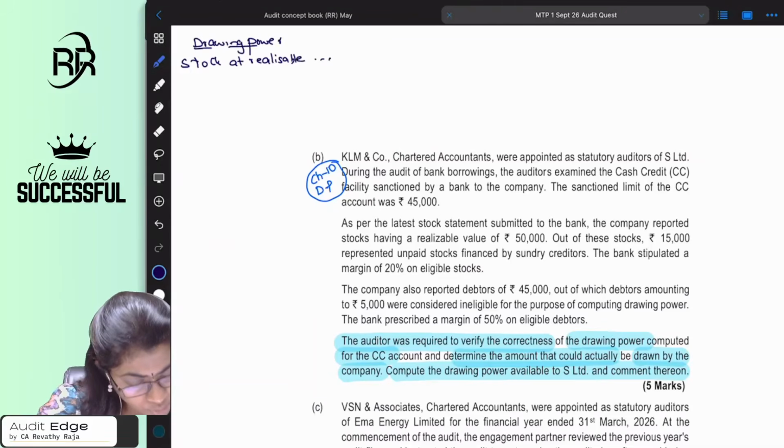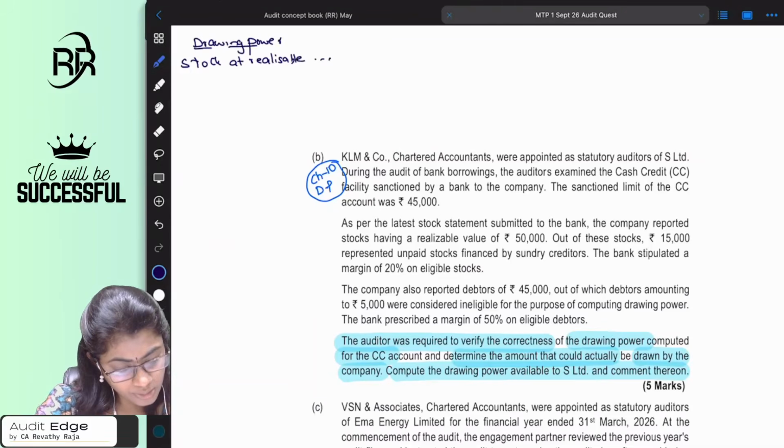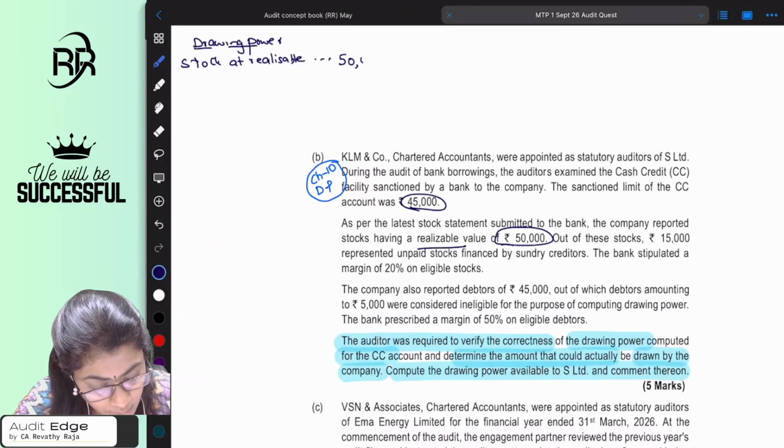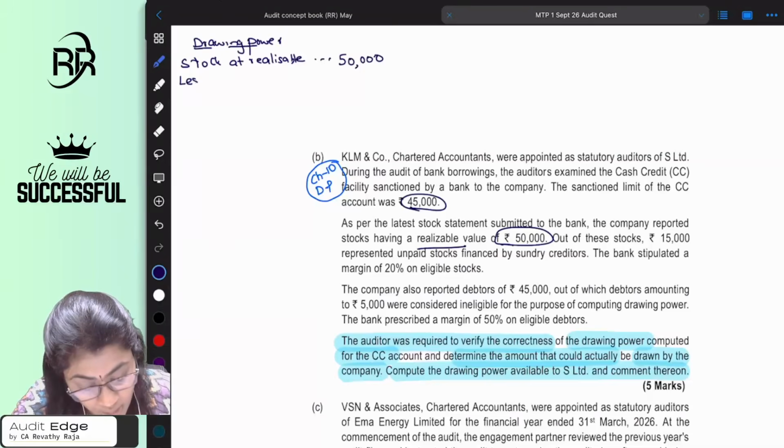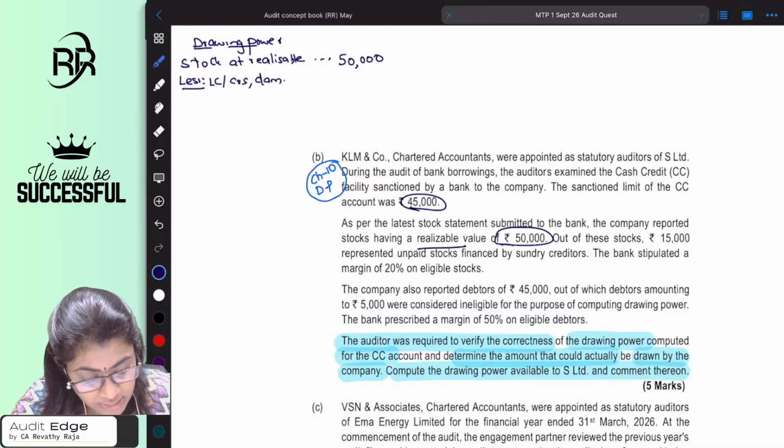KLM and Co. Chartered Accountants were appointed as the auditors. Auditors examined CC. Sanction limit was 45. As per the stock statement submitted, the company found out realizable stock of 50,000. From that, you have to reduce what? The letter of credit, creditors, damaged goods, etc.